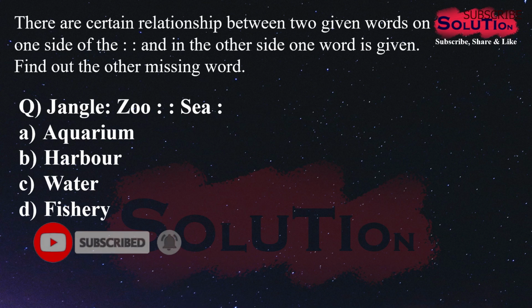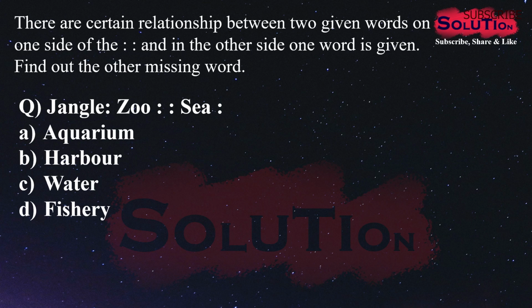Now in our next question we have jungle and we have zoo. You can see jungle is the larger version, where we can see animals, different types of reptiles and different types of birds and all. And zoo is an artificially created jungle, you can say, where we keep animals so that visitors can visit and see it, enjoy.